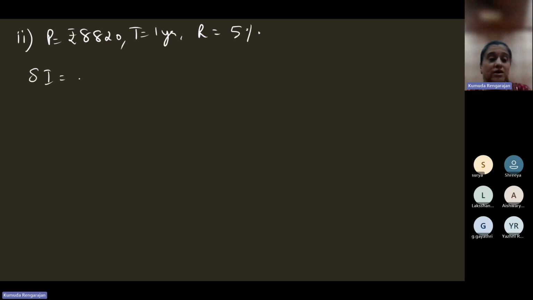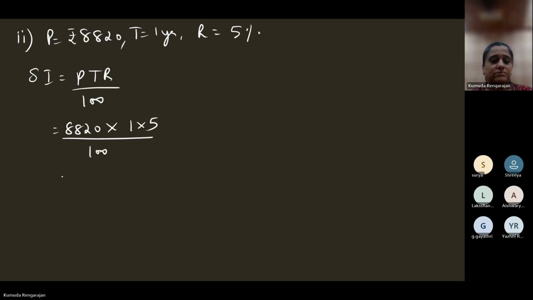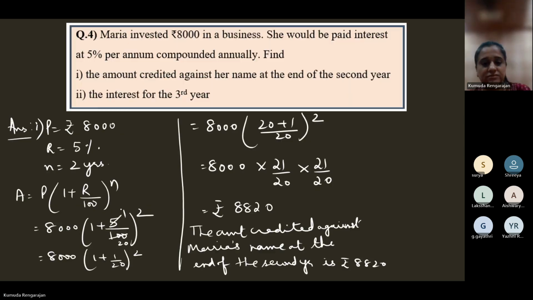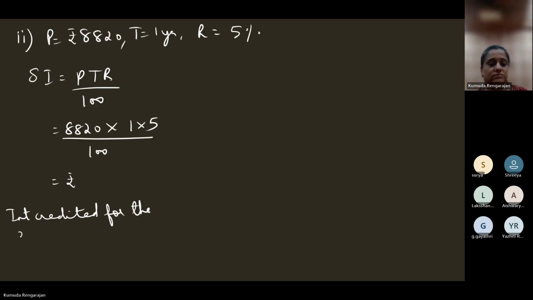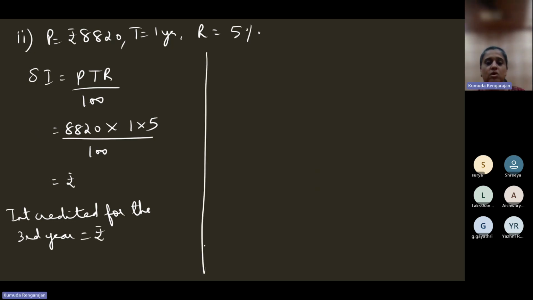What is the simple interest? Principal into time into rate by 100. Principal is 8,820 into time into rate by 100. So this will be the interest credited for the third year. You can do it like this, or you don't use this formula. I'm just trying to show that both will give you the same result.